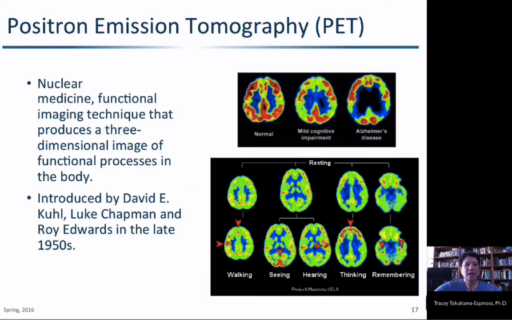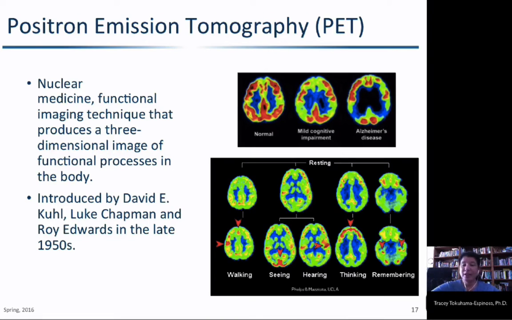So PET scans began in the late 1950s, and they're still used today. PET scans are conducted by injecting a nuclear isotope into a person's bloodstream, and that has a life of around 15-20 minutes, but basically as it travels up into the brain, you ask them different questions or you have them do different things to see where or which areas of the brain are being stimulated, basically because they light up on the screen.